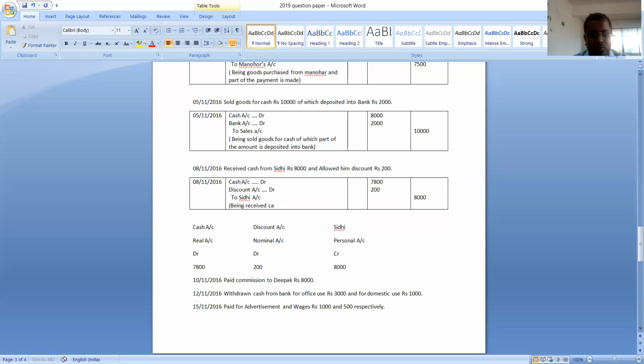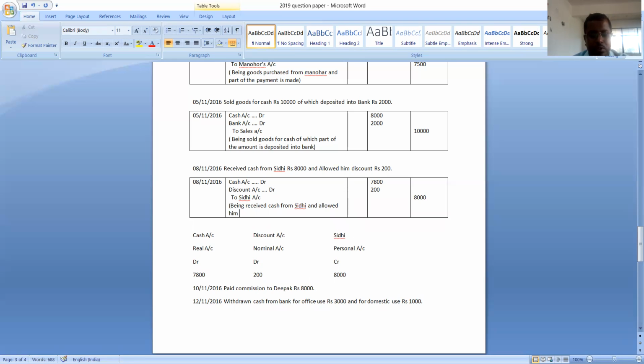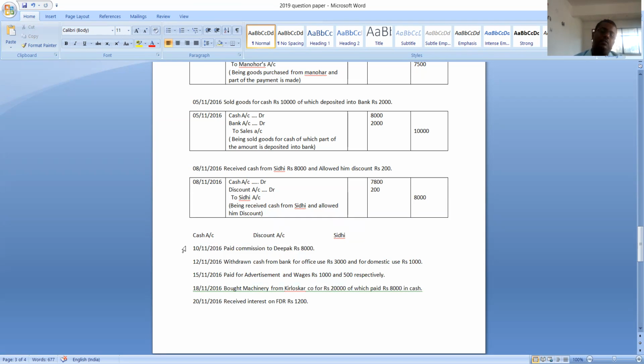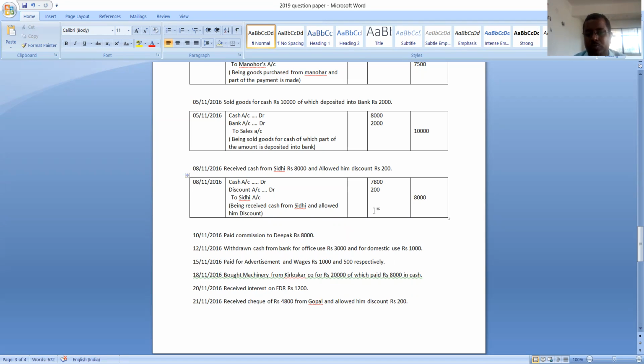Being received cash from Siddhi and allowed him a discount. No need to write amounts in a narration. Okay. Hope you people are following me. Received cash from Siddhi rupees 8,000 and allowed him discount rupees 200. Actually, we need to receive 8,000, but we are giving him discount of rupees 200, means actually we have received 7,800 and we gave him discount of rupees 200. So total of Siddhi's account is how much? It is 8,000. Understood?